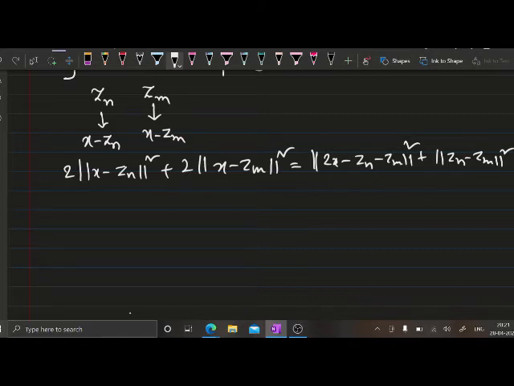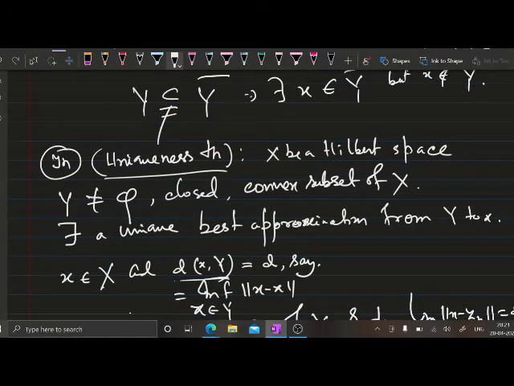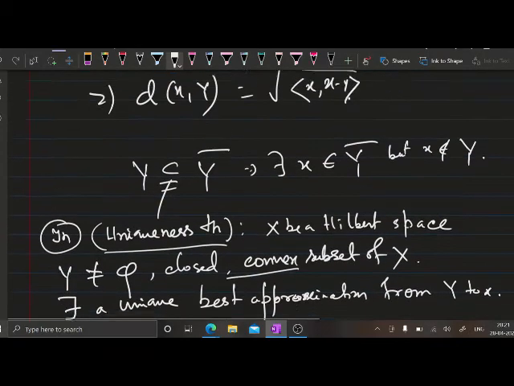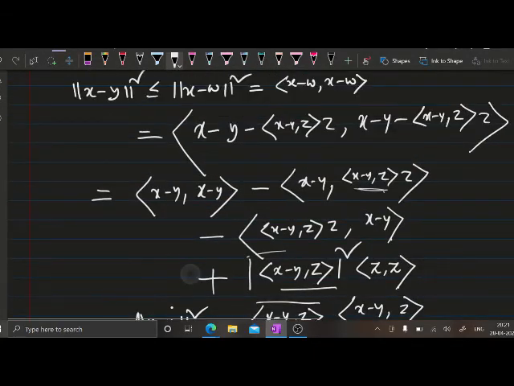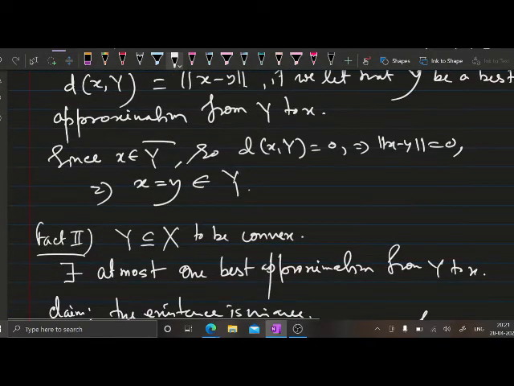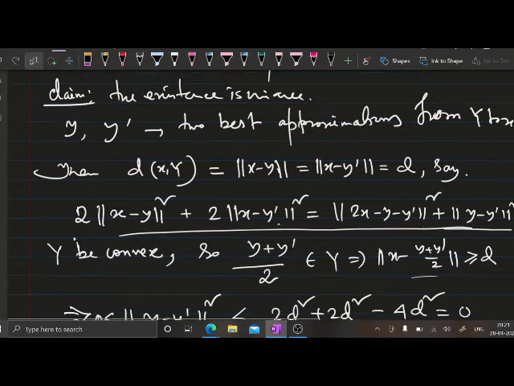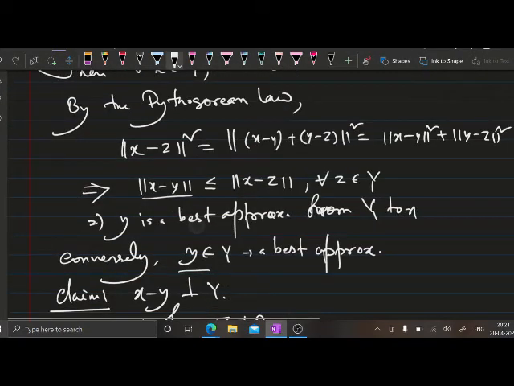Now since you have assumed that Y is a convex subset, you can use the same procedure as we have witnessed in fact 2. The same arguments can be applied here.